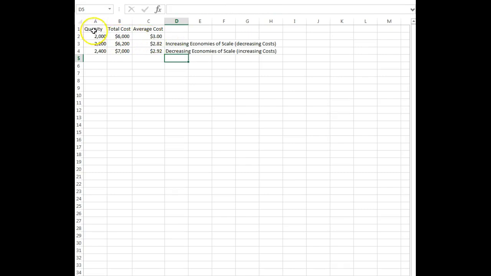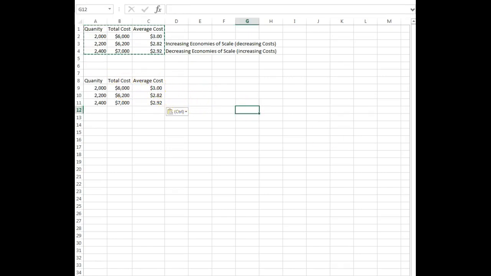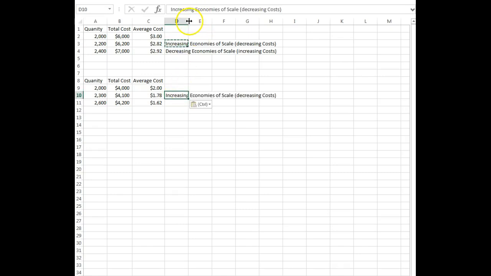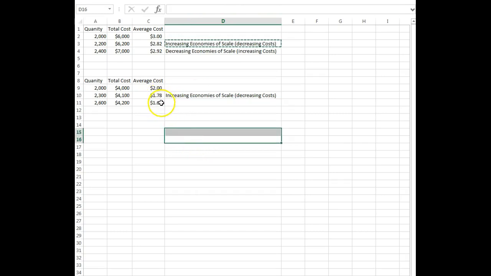So let's look at this again with some other information, in another manner. Let's look at another problem. A firm has quantity 2,000, total cost equal to 4,000. At 2,300, the total cost is 4,100. And then at 2,600, the total cost is 4,200. Well, we can see here $2 to $1.78, we have increasing economies of scale because we have decreasing costs. And $1.78 to $1.62, we again have increasing economies of scale because we have decreasing costs.